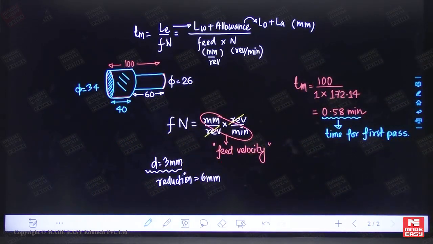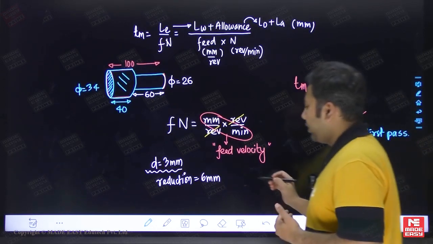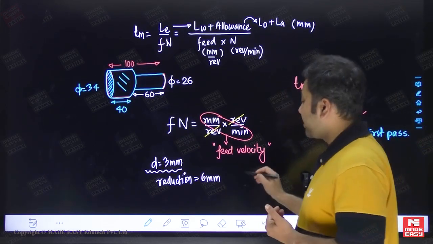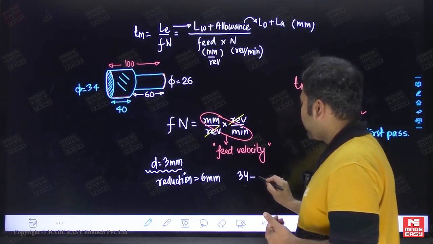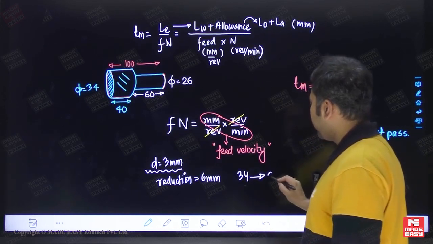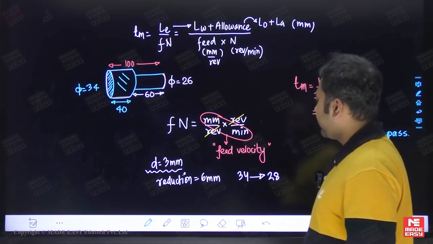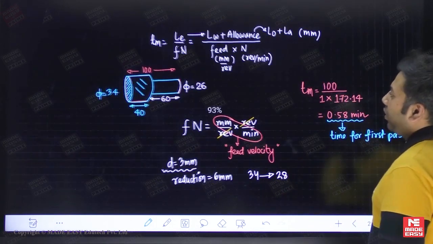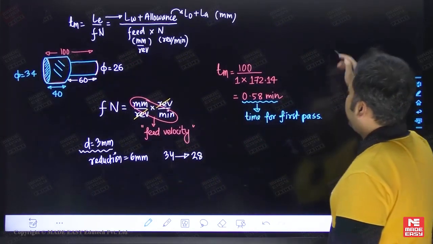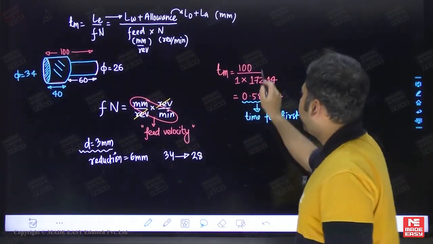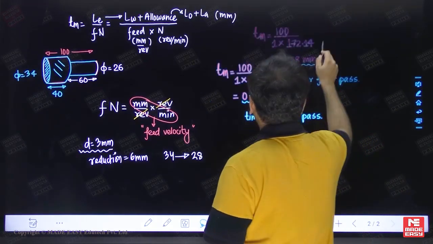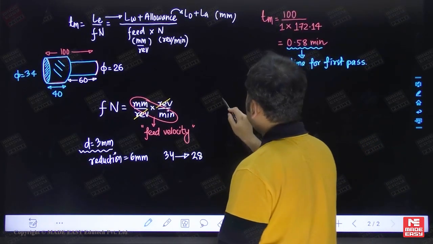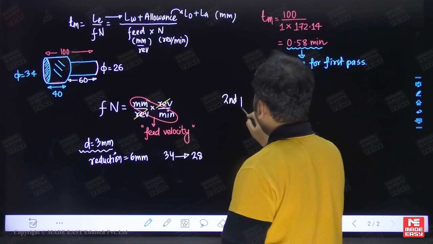And can you tell me what will be the final diameter? Because right now, after first pass, the initial diameter is 34. So we can reduce down to 28. From 34 to 28, we can land in the second pass. So our all calculations will be now for the second pass. So I will write here second pass.